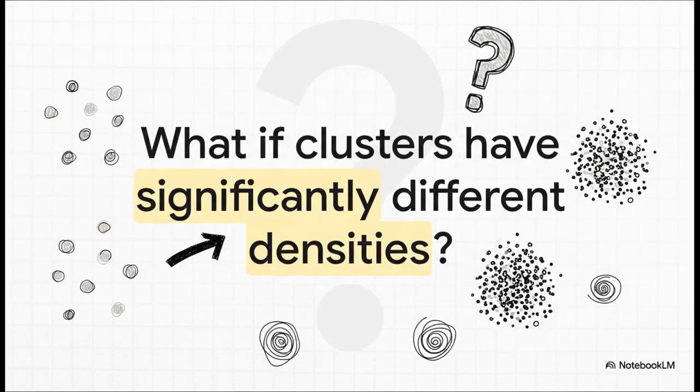So DBSCAN is an amazing tool for finding clusters of any shape, as long as they all share the same general idea of what dense means. But that leaves us with one last, really interesting question. What do you do when you have a really sparse, spread-out cluster right next to a super dense, tight one? How do you handle data where the very definition of a crowd changes from one neighborhood to the next? Well, that is a challenge for another day, and for even more advanced algorithms.